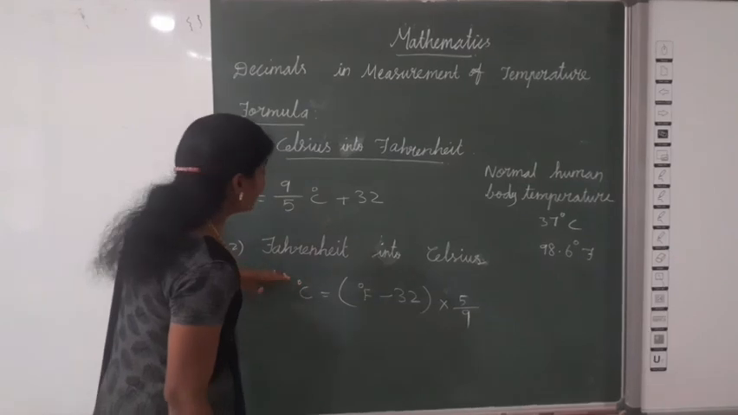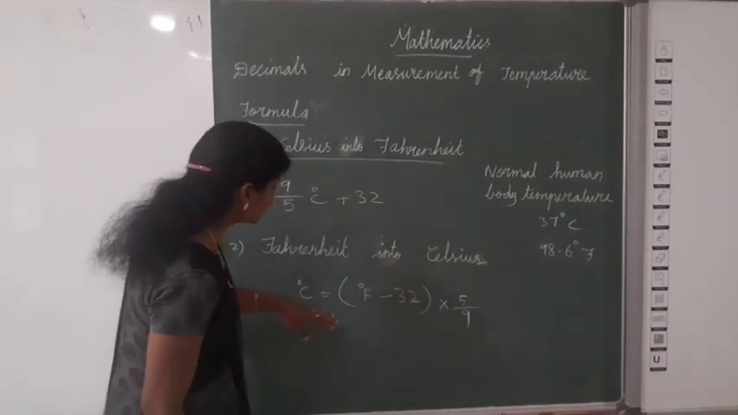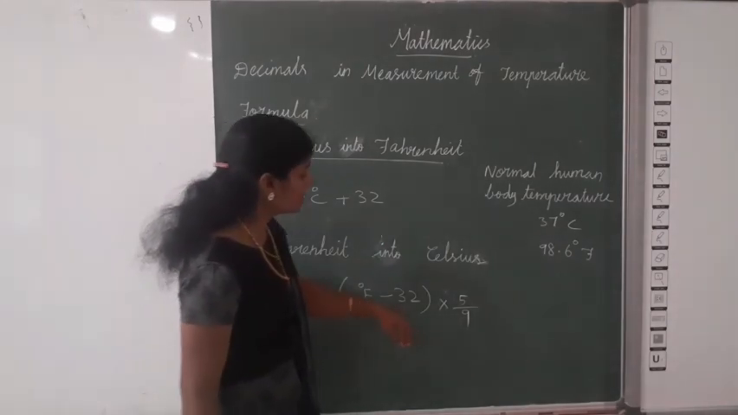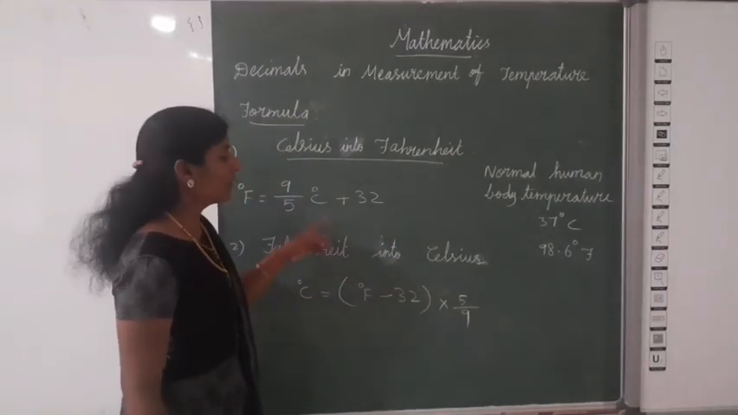Then if Fahrenheit is given and we want to convert into Celsius, we can use this formula. Degree Celsius equals degree Fahrenheit minus 32 into 5 by 9. These two formulas are very, very important.